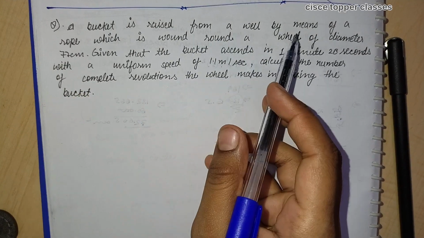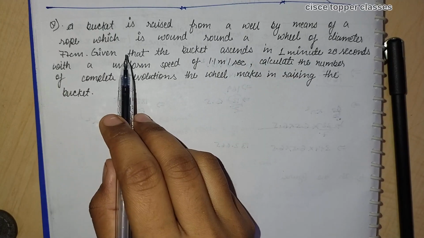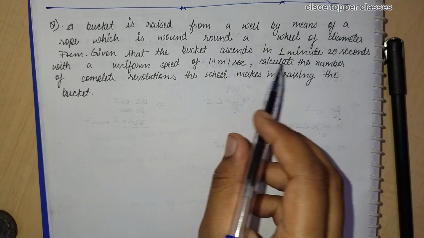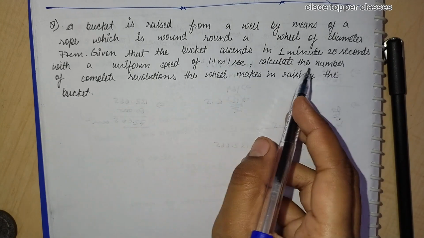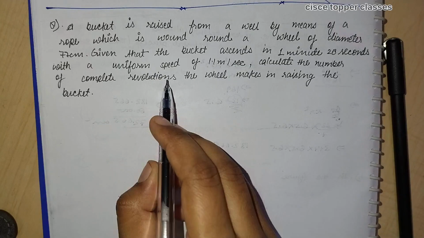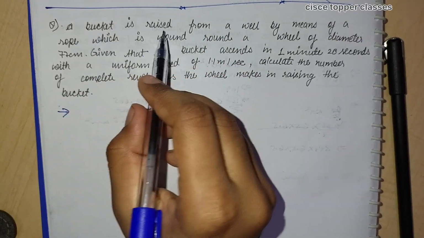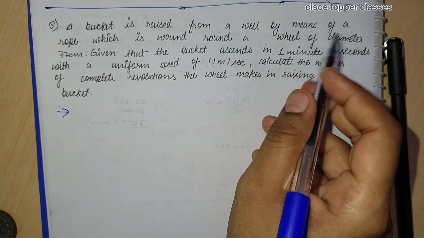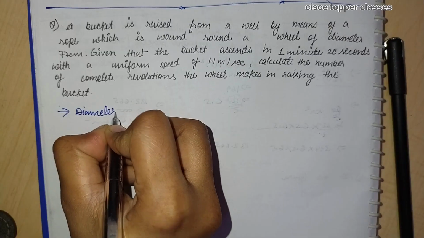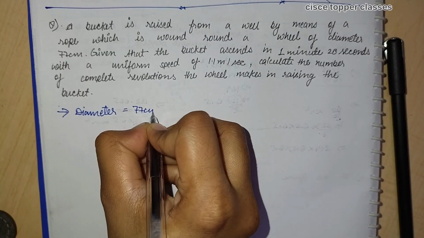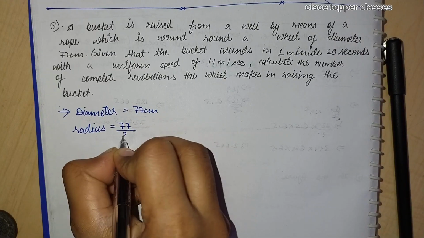A bucket is raised from a well by means of a rope which is wound round a wheel of diameter 77 centimeter. Given that the bucket ascends in 1 minute 28 seconds with a uniform speed of 1.1 meter per second, calculate the number of complete revolutions the wheel makes in raising the bucket. Here we can see a bucket is raised from a well by means of a rope which is wound. So here the diameter is given as 77 centimeter, so the radius will be half of 77.